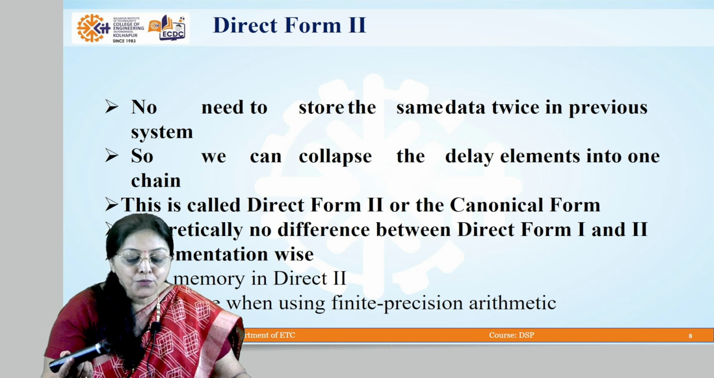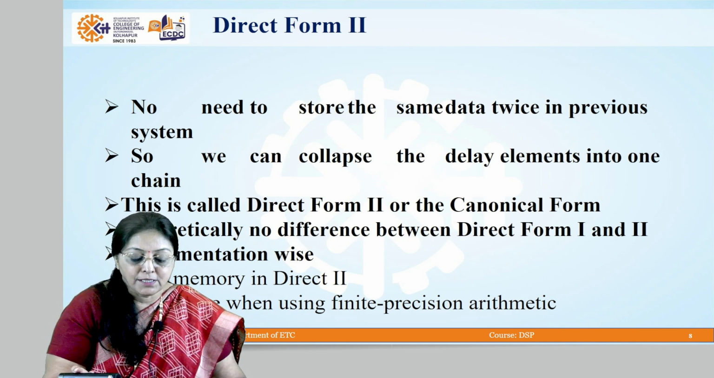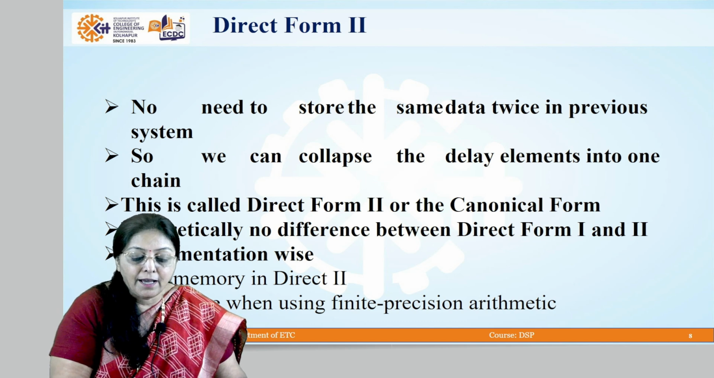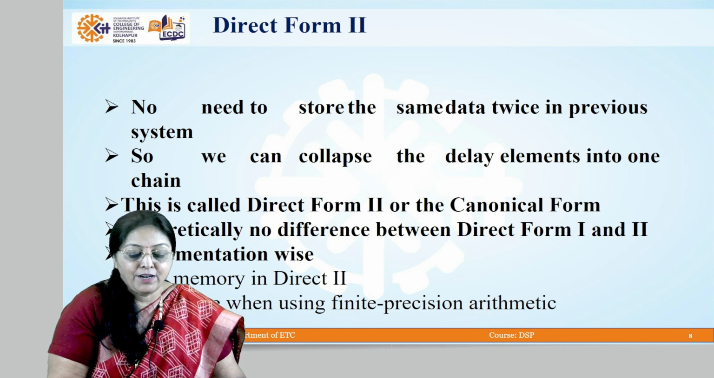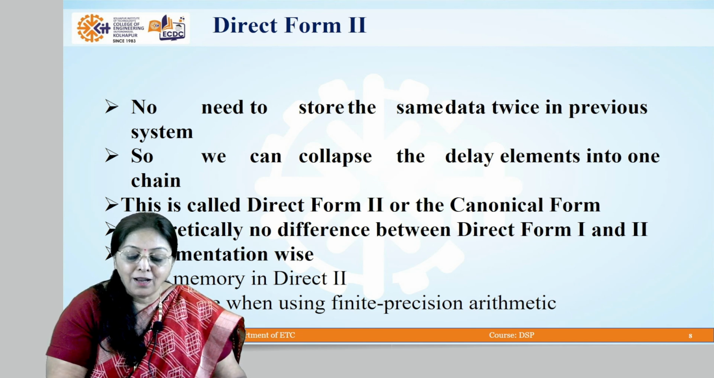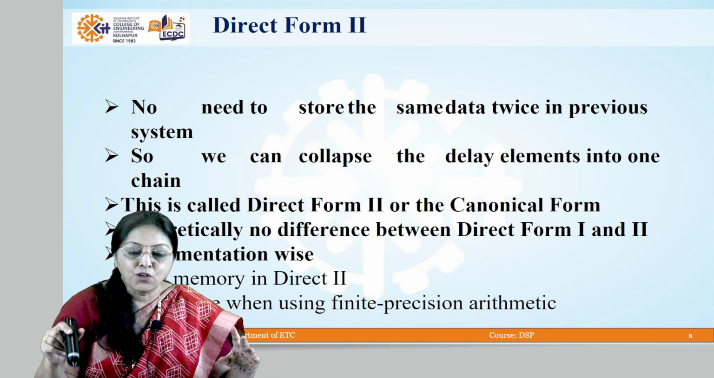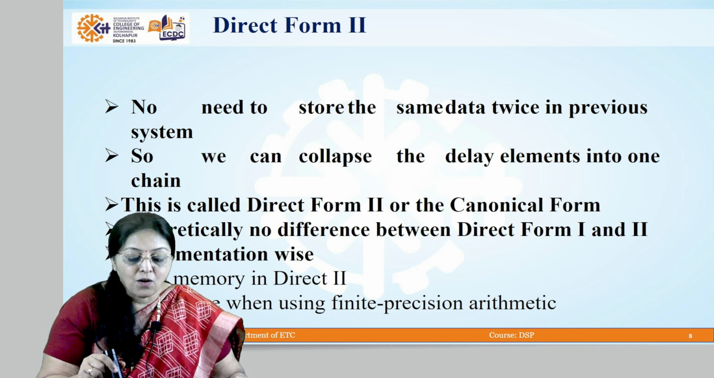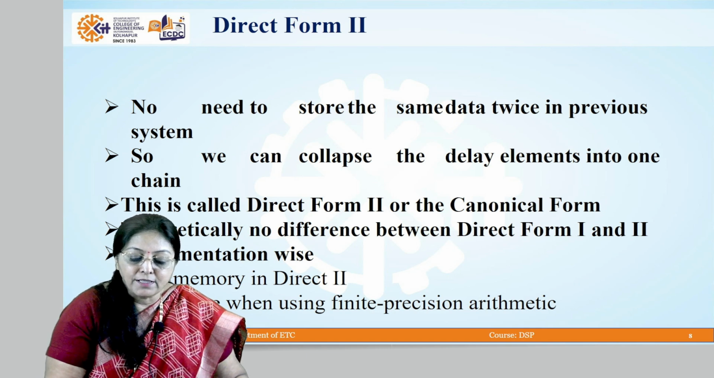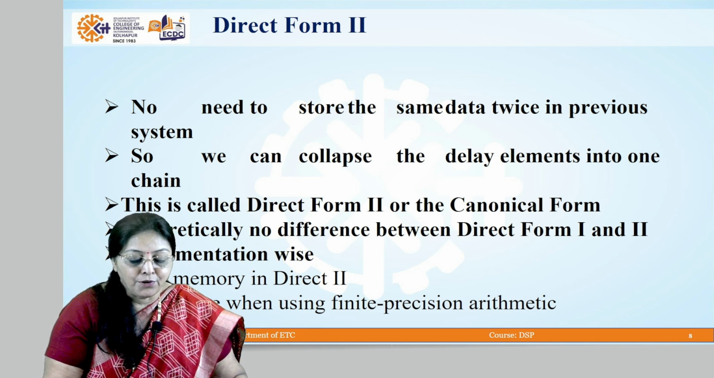Next in this session is direct form 2. There is no need to store the same data twice as in the previous system. That is the second advantage: we need not store it twice. So we can collapse the delay elements into one chain. Instead of a bunch of delays at the two sides, we reduce them and make it single, a common delay. This is called direct form 2 or the canonical form.